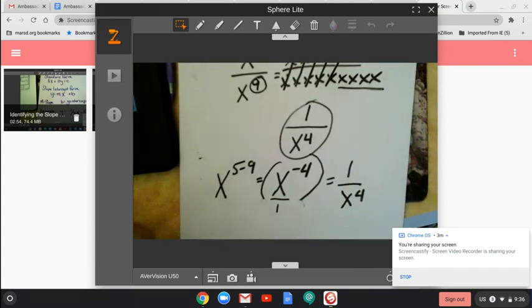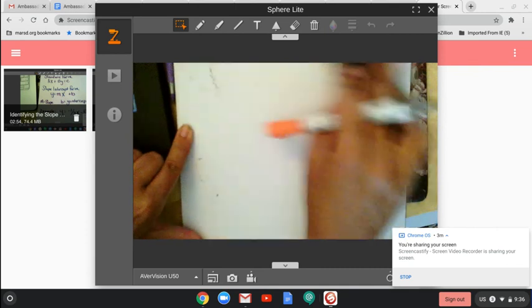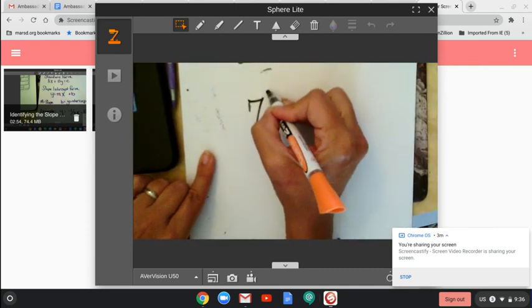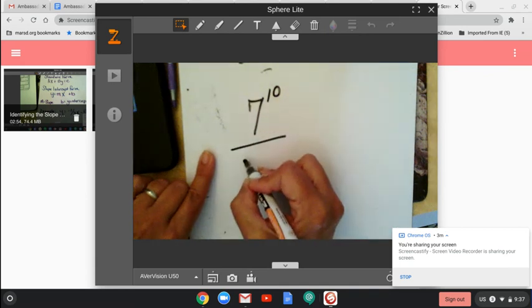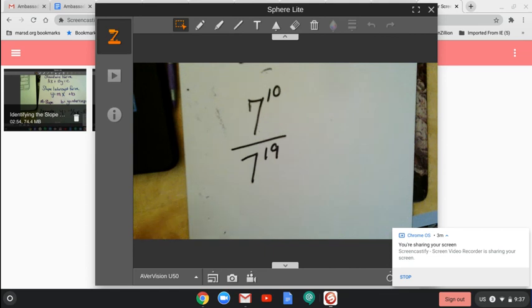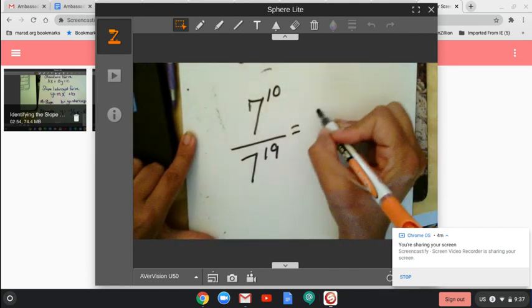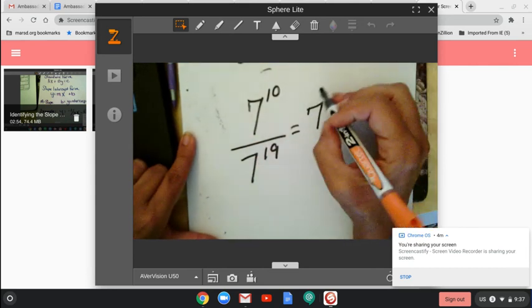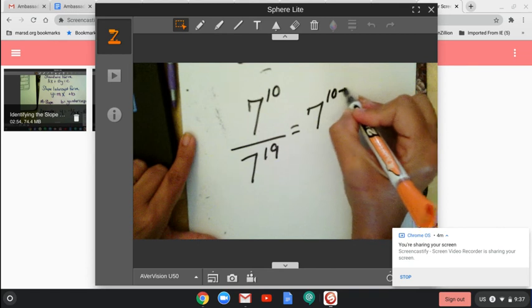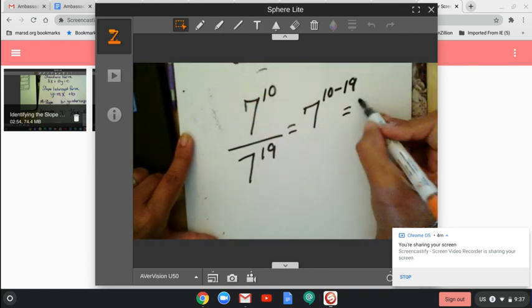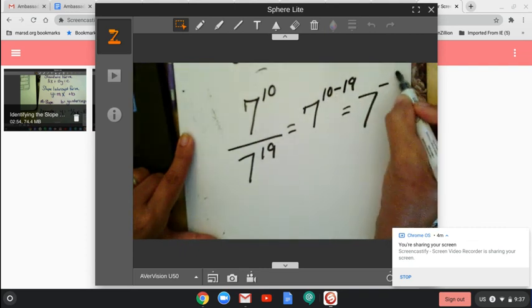Okay, let's do one more with numbers this time. Let's just pick a random number. 7 to the 10th over 7 to the 19th. Okay, now I don't want to write out 10 sevens and 19 sevens, so I'm going to use the shortcut here. Okay, so I'm going to do 7 is the base, keep the base. Remember, this doesn't work if these bases were different. I'm going to do 10 minus 19. You're always going to go top to bottom when you use the shortcut. Okay, 10 minus 19 is negative 9.